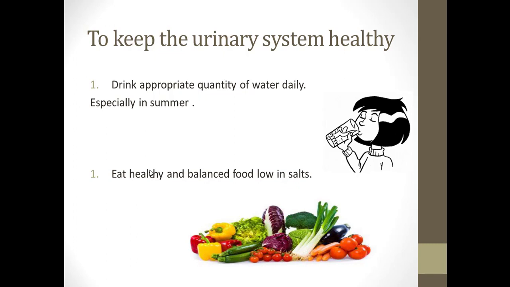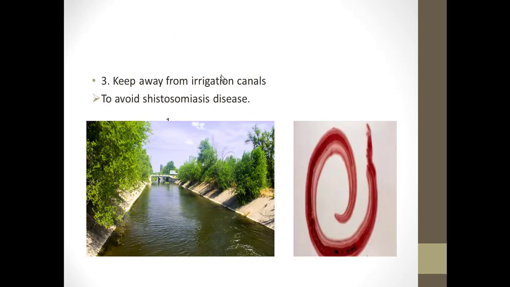Number 2, you have to eat healthy and balanced food that is low in salts. Number 3, you have to keep away from irrigation canals. These are the irrigation canals. They are used to water the crops or the plants. In this water, we have a type of worm called the bilharzia worm, or schistosomiasis worm. This causes a disease which is known as bloody urine or schistosomiasis disease.